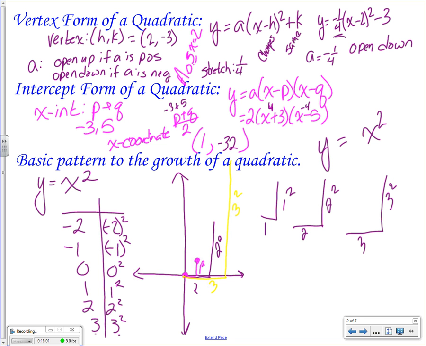Wait, why did we start with the positive? It's because it's symmetric, right? Then I did the same thing. Over 1, up 1 squared. Over 2, up 2 squared. Over 3 up. Since it's symmetric, it doesn't matter what side we go on.